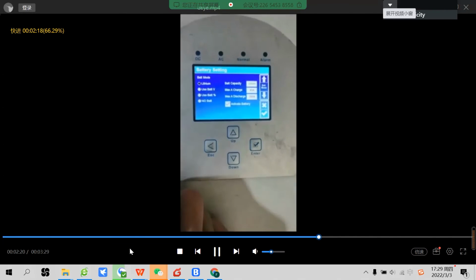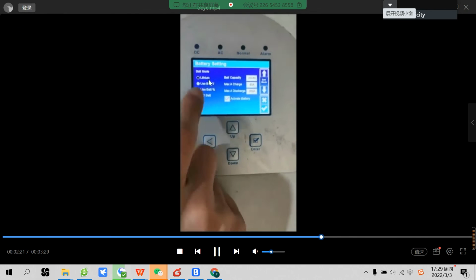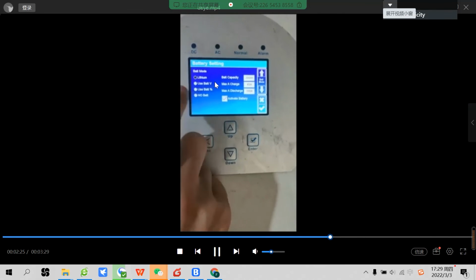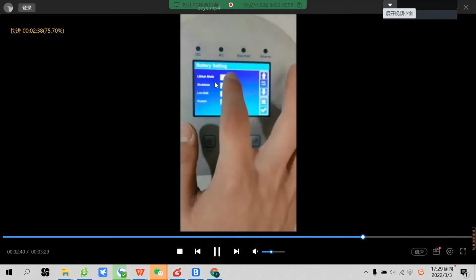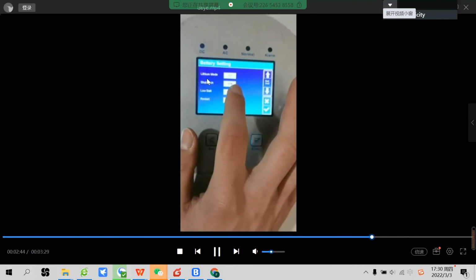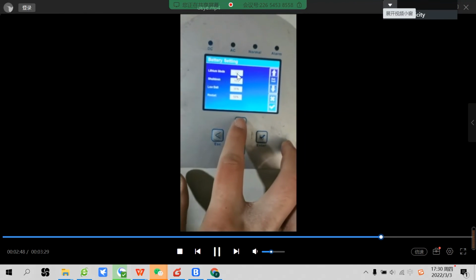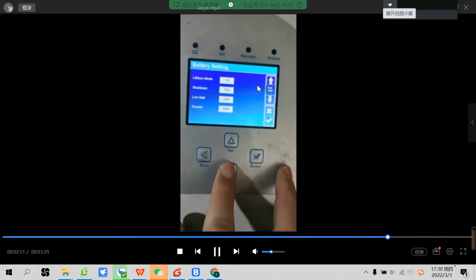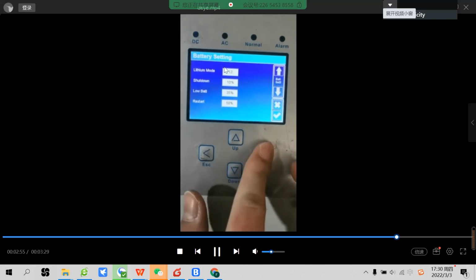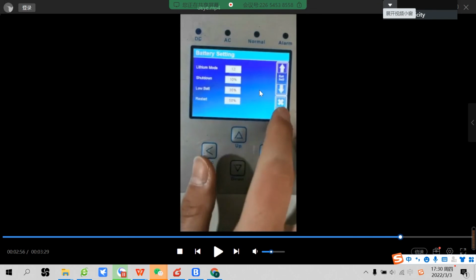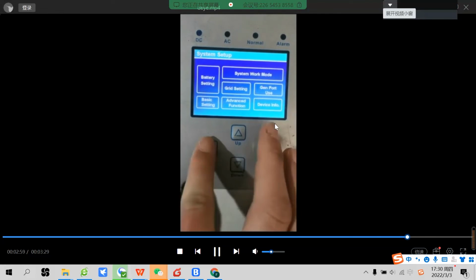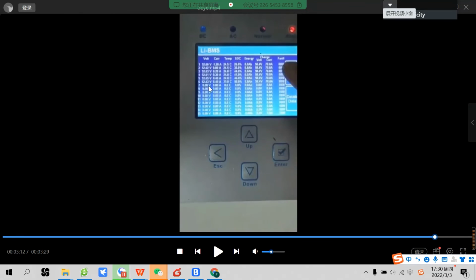Then you need to set the battery to lithium. Select the lithium type, then set the address, the lithium mode 12. This one you need to set to 12. Then you will see the batteries information here. We have 6 batteries, 1, 2, 3, 4, 5, 6, so it shows 6 batteries' information here: battery voltage, current, temperature, SOC.